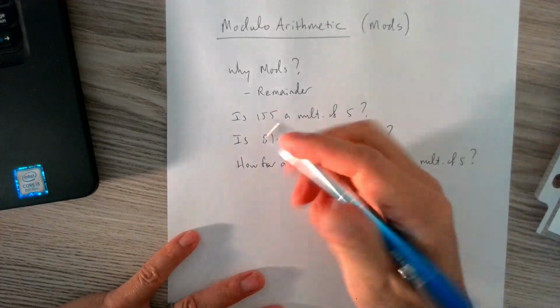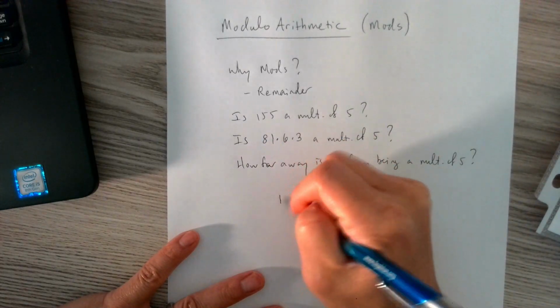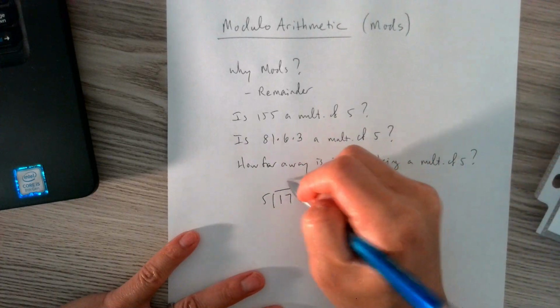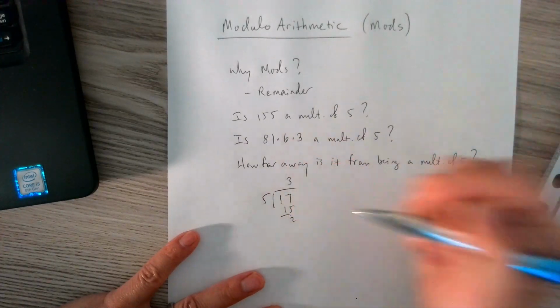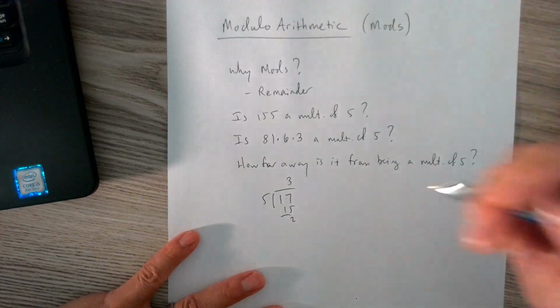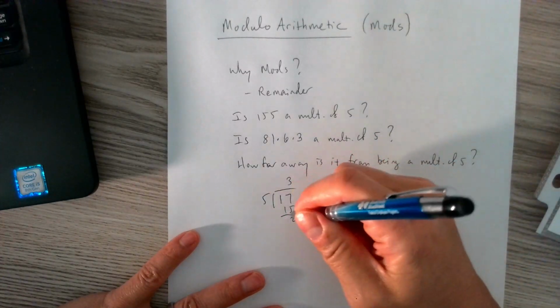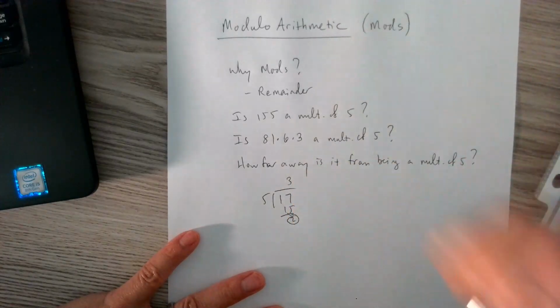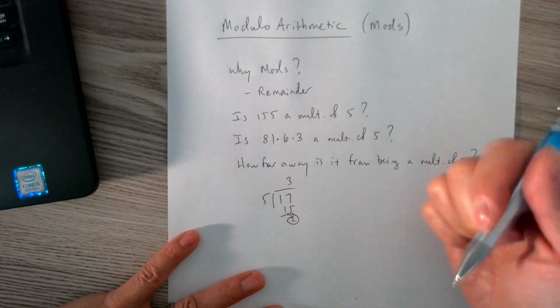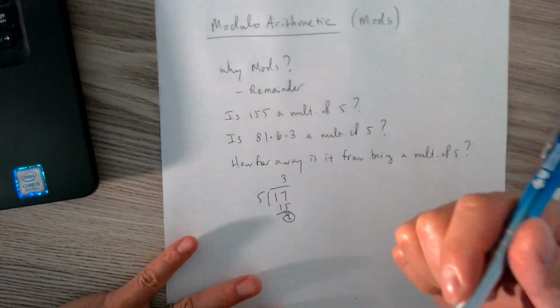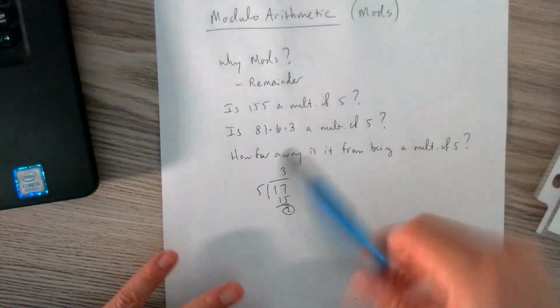For example, if I take 17 and I divide by 5, I get a remainder of 2. So no, 17 is obviously not a multiple of 5, but we do know from the remainder that it is 2 away from being a multiple of 5. It's close, it's 2 away. And that's what mods tell us as well.